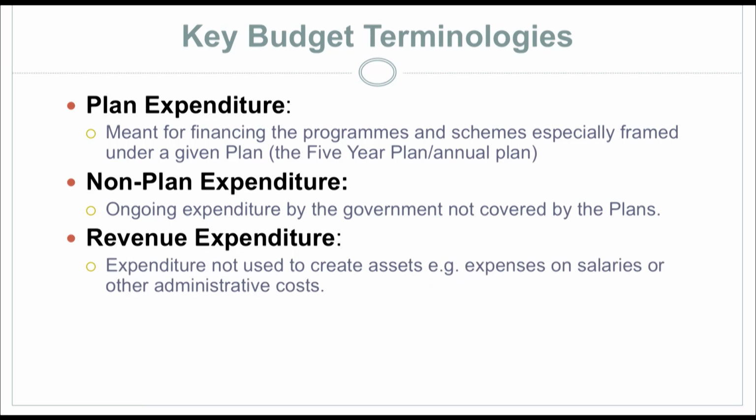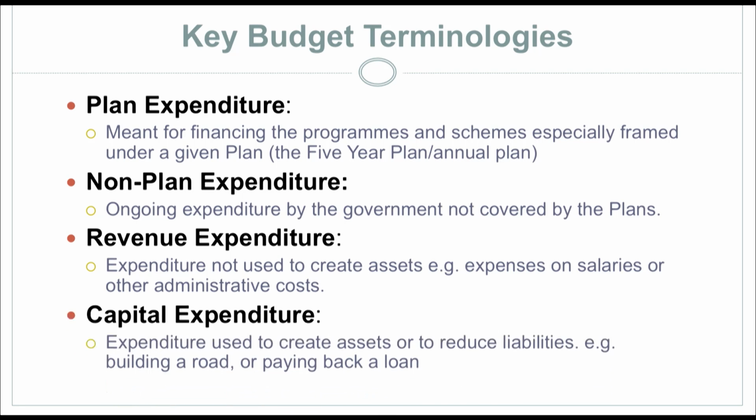Another categorization often done is revenue versus capital expenditure. Revenue expenditure is expenditure not used to create assets. For example, expenses on salaries or other administrative costs. Capital expenditure, on the other hand, is expenditure that is used to create assets or to reduce liabilities. For example, building a road or paying back a loan.